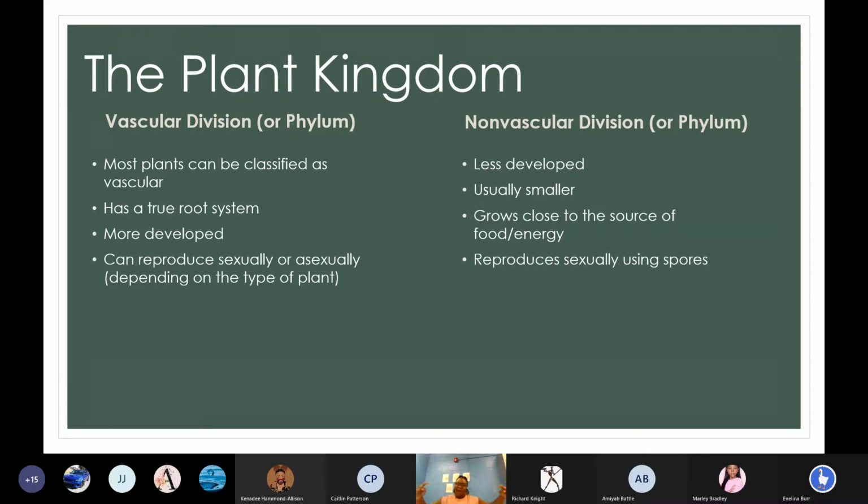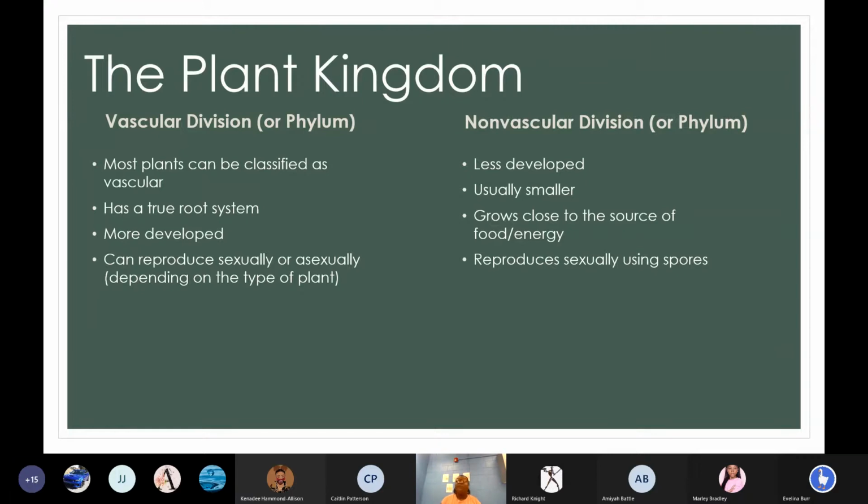Once we go down a little bit further, we get a little bit more specific with our grouping. We're going to see that there are two phyla or divisions of the plant kingdom. Vascular plants and non-vascular plants. Let me say that again. There are two phylum that make up the plant kingdom. And scientists usually don't call them phylums in the plant kingdom. They call them divisions. So the vascular division or phylum and the non-vascular division or phylum.